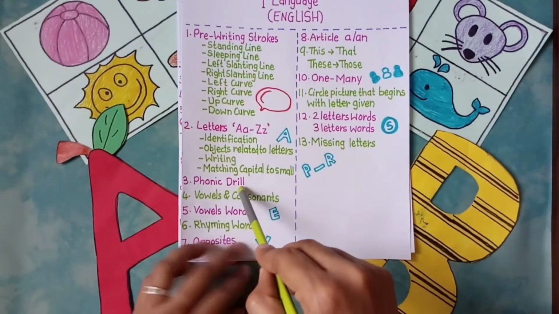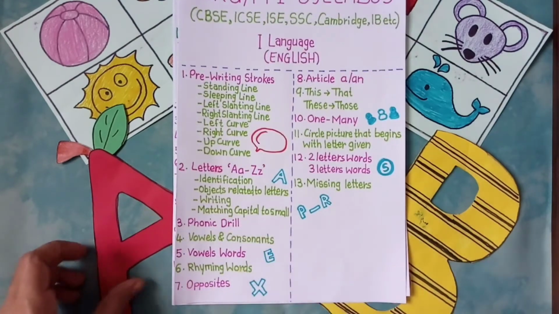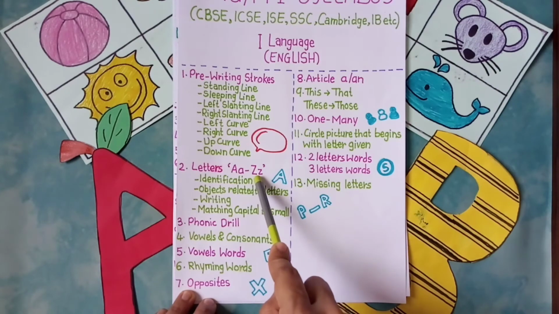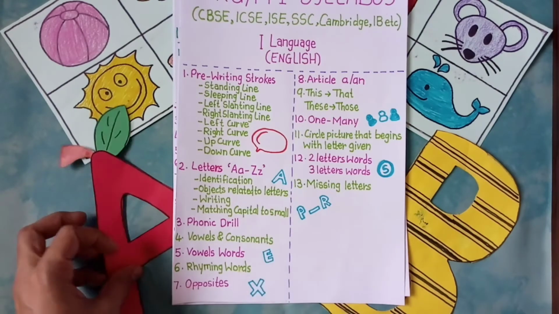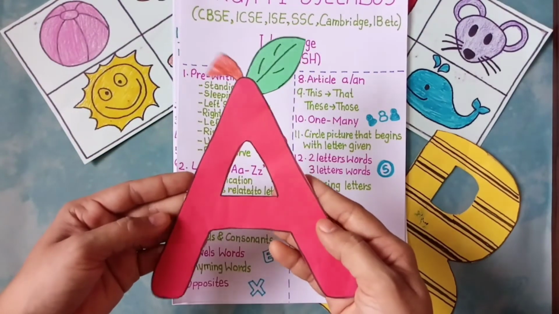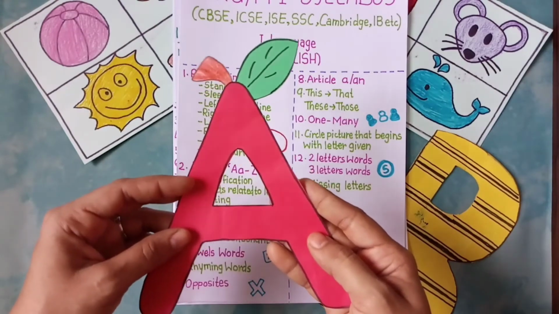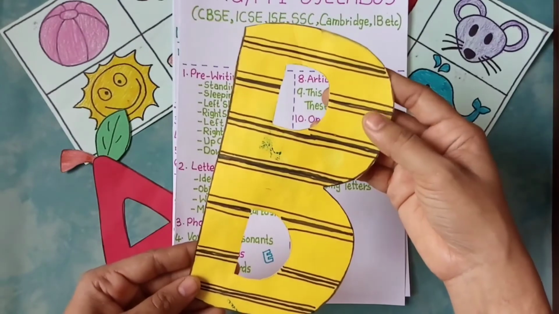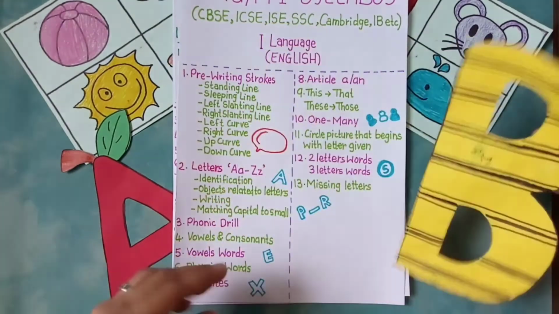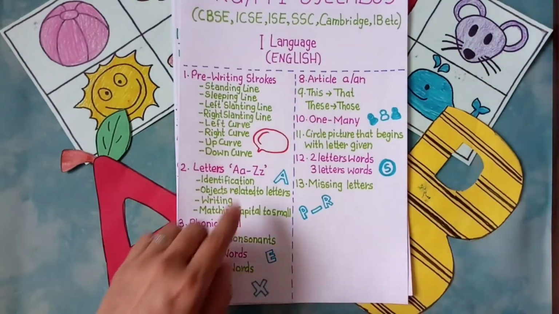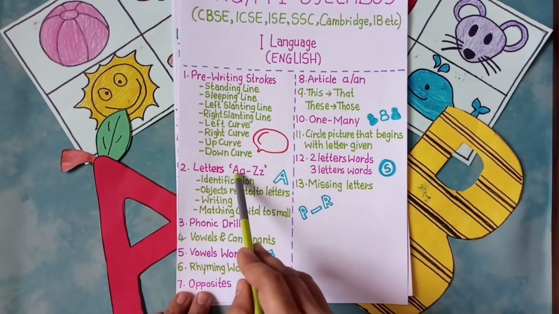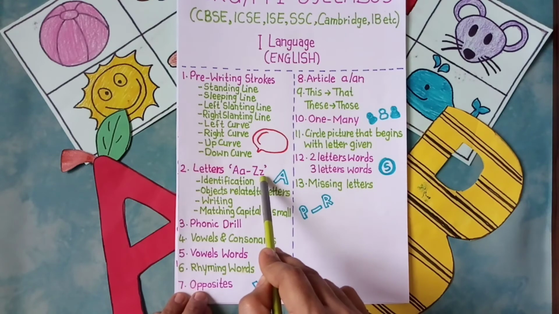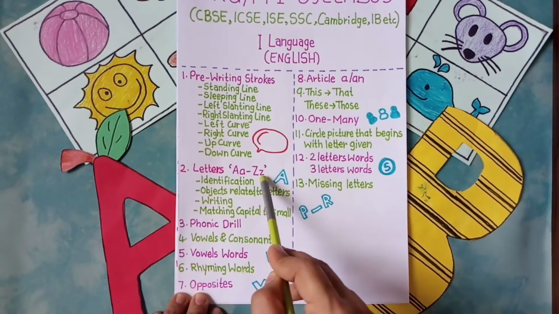Next is our phonic drill. In phonic drill, it's about that every letter A to Z has a different sound. Like this is letter A, it sounds a. This is letter B, it sounds b. Same like this, every letter from A to Z has a different sound, and this sound helps us to identify the letters as well as it helps us in reading.